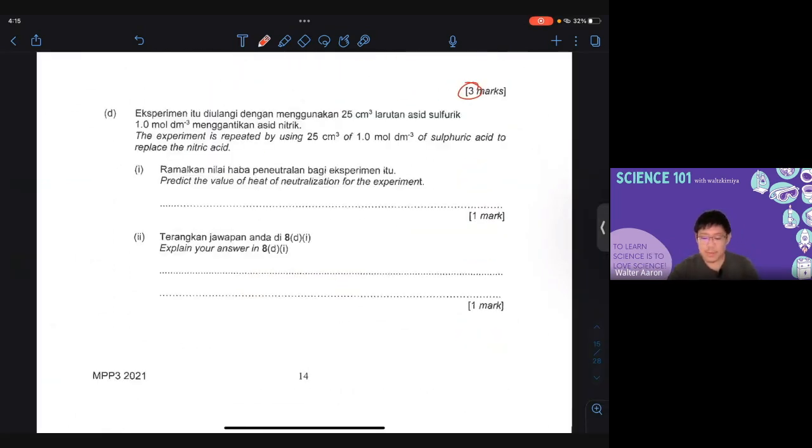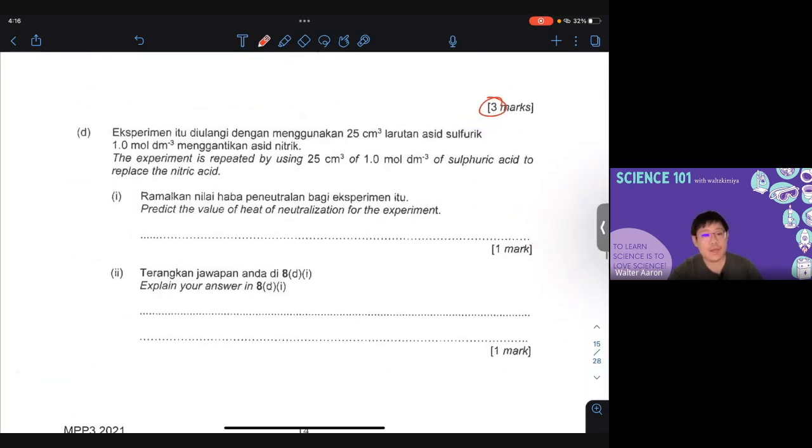So if the experiment is repeated by using 25 cm cube of 1.0 mole per dm cube of sulfuric acid to replace nitric acid, predict the value of the heat of neutralization for the experiment. We will say in this case the same.